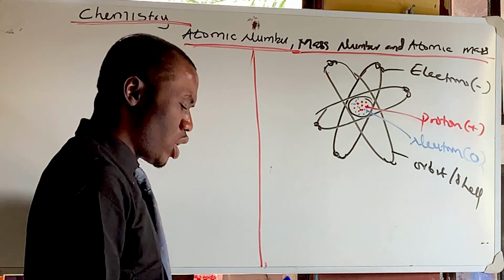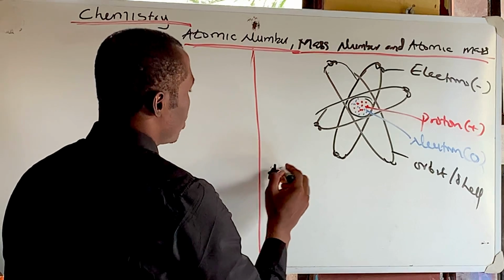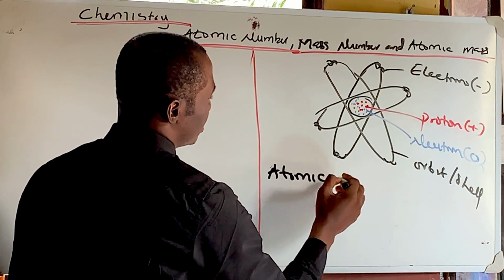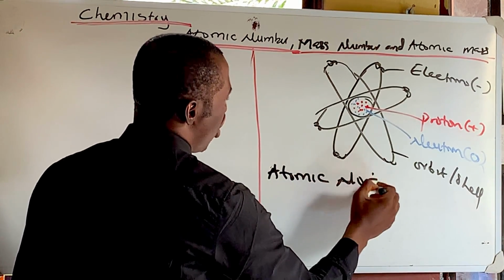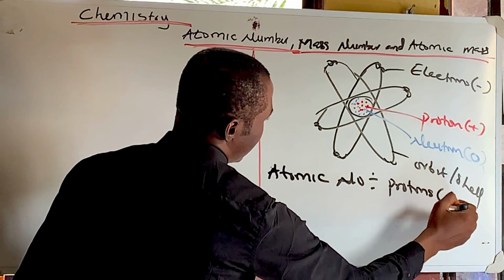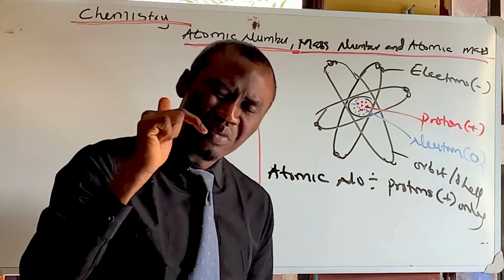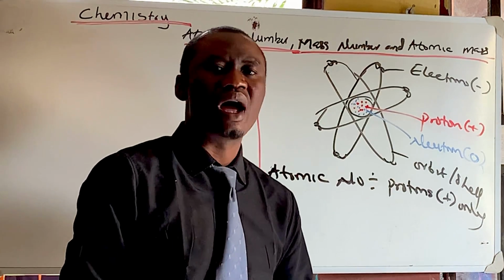Now we want to look at the concept of atomic number, because that's the first thing there. Atomic number is simply the number of protons only. So, protons, positively charged, only. Atomic number is the number of protons only in the nucleus of an atom.